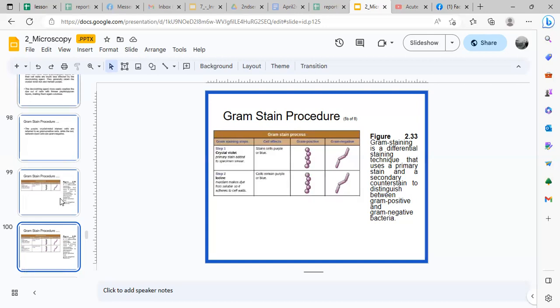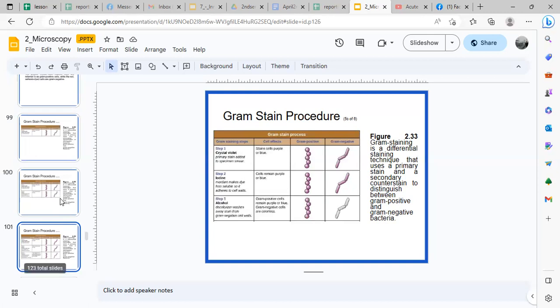And then you add iodine. It makes a complex with crystal violet that helps the crystal violet bind more. It makes the dye less soluble, so it adheres to the cell wall. So both are still purple or violet or blue.